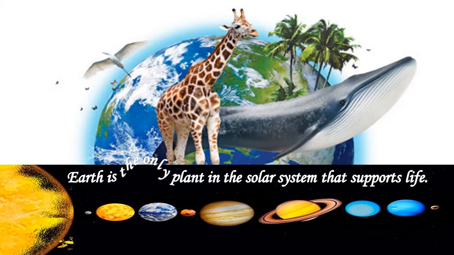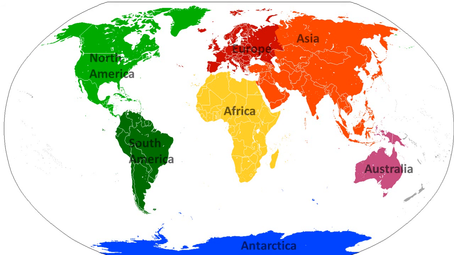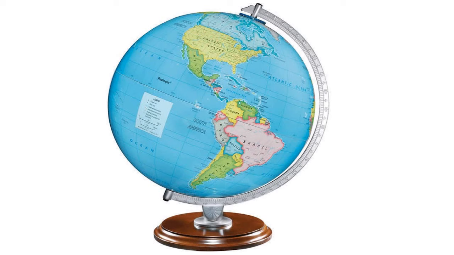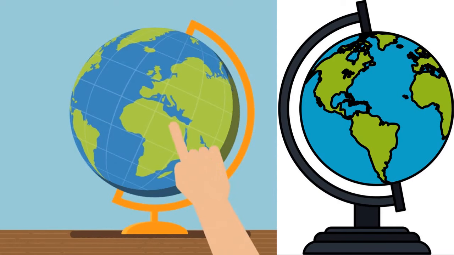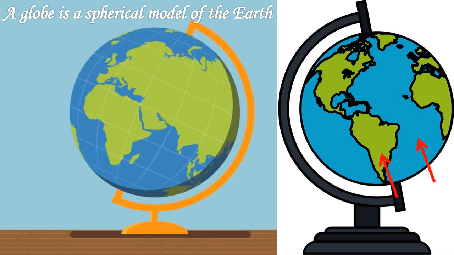The Earth is the only planet in the solar system that supports life. Its surface is covered with large landmasses called continents and vast water bodies called oceans. The study of the Earth is done with the help of globes and maps. Let's learn about the globe. A globe is a spherical model of the Earth.